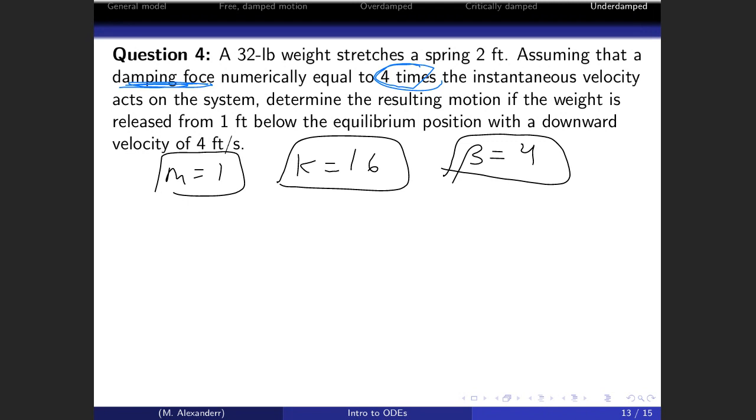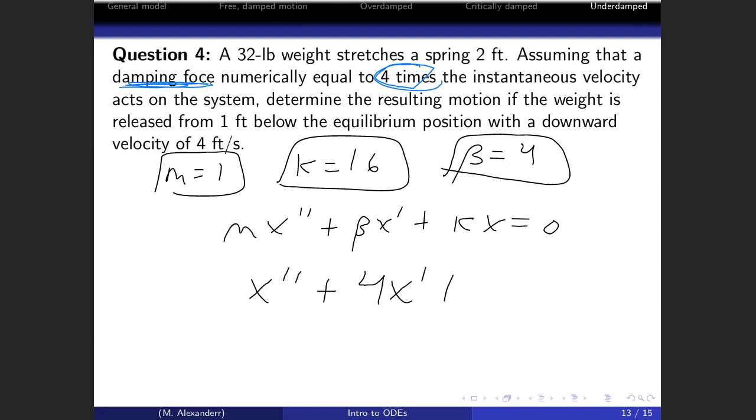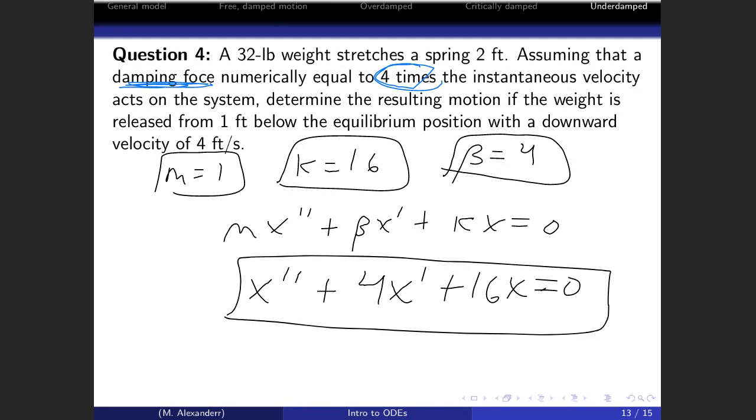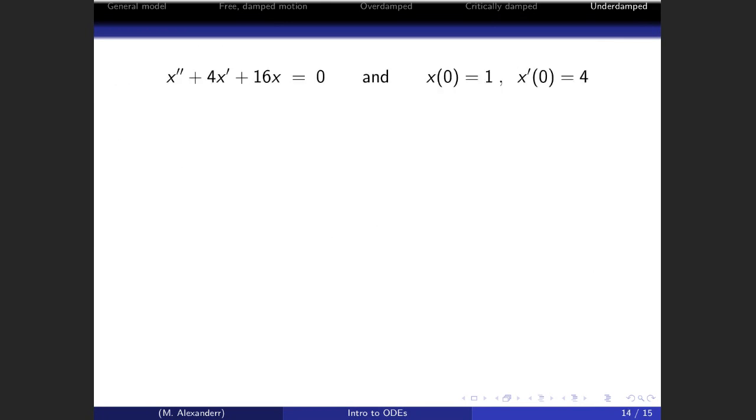And now the equation that we get is always the same: m x double prime plus beta x prime plus kx is equal to 0. We plug in the numbers, and we get x double prime plus 4 x prime plus 16x is equal to 0. And the initial conditions are the same as before. The initial position is equal to 1, and the initial velocity is equal to 4. So now we have an initial value problem, and we want to solve this differential equation. Let me write this down on the very top, the differential equation with the initial conditions.